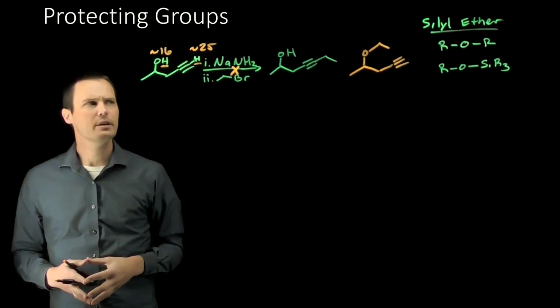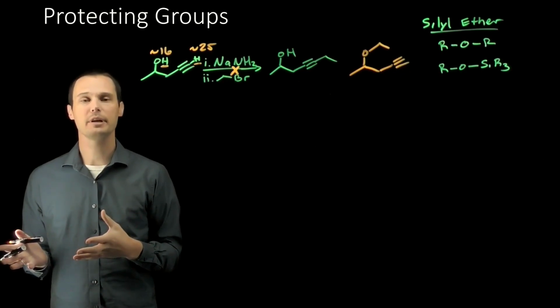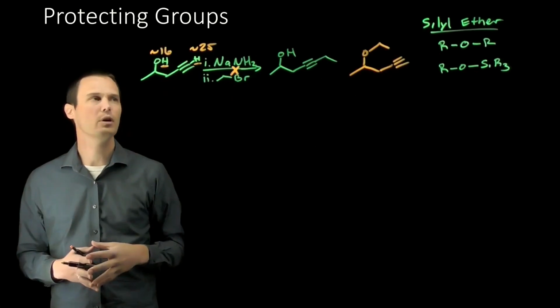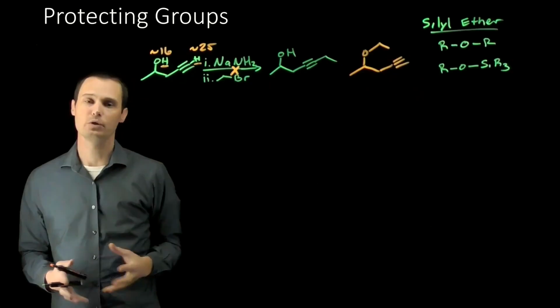We're going to actually pause here for a moment. We're going to switch over and we're going to learn how to put on silyl ether protecting groups and take them off. And then later we'll come back and we'll figure out how to do this reaction in order to produce the product that we want. So I'll see you in a little bit.